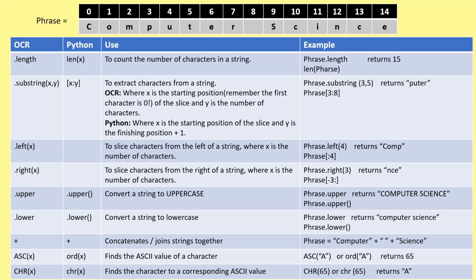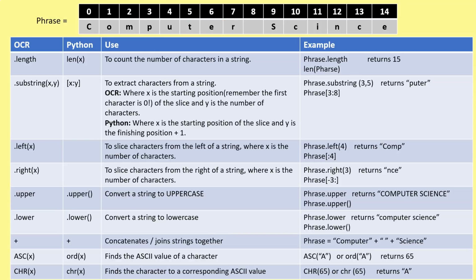So phrase.substring(3,5) would return "puter". Why? Well, we start at position 3, and position 3 would give you P. We're then taking 5 characters: 1, 2, 3, 4, 5, and that would then give you "puter".